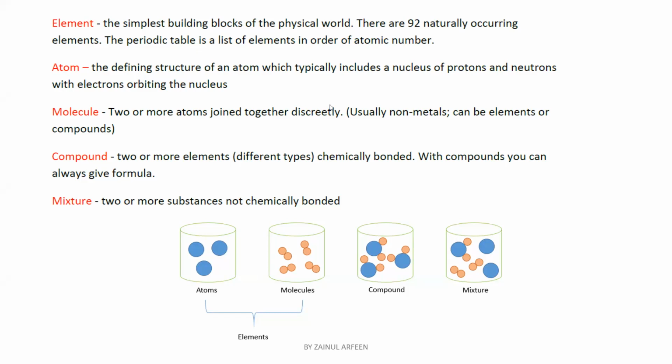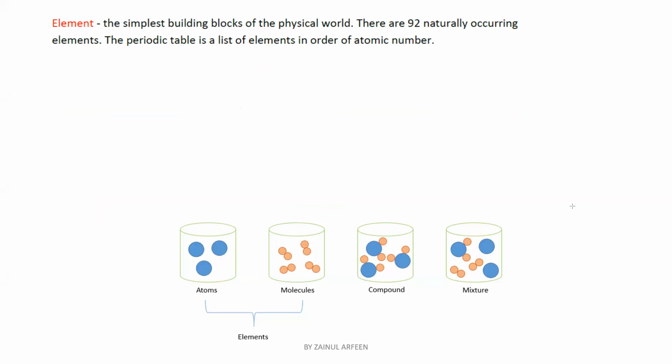What is the meaning of element? Element means, when identical atoms or identical molecules join together, what will they form? They will form an element. So when identical or similar atoms or similar molecules join together, and we already discussed atoms and molecules in the first chapter.